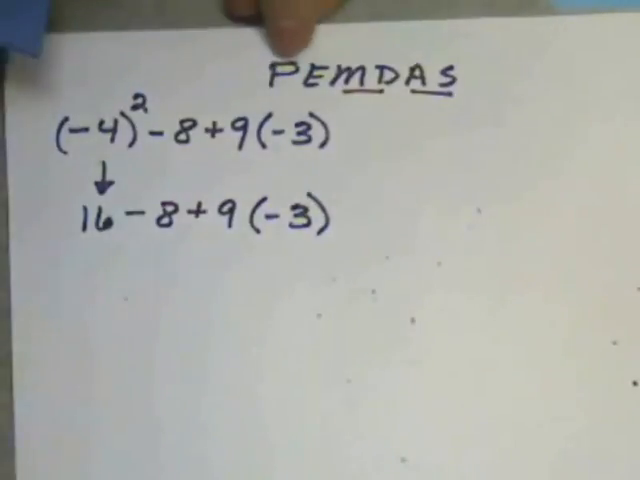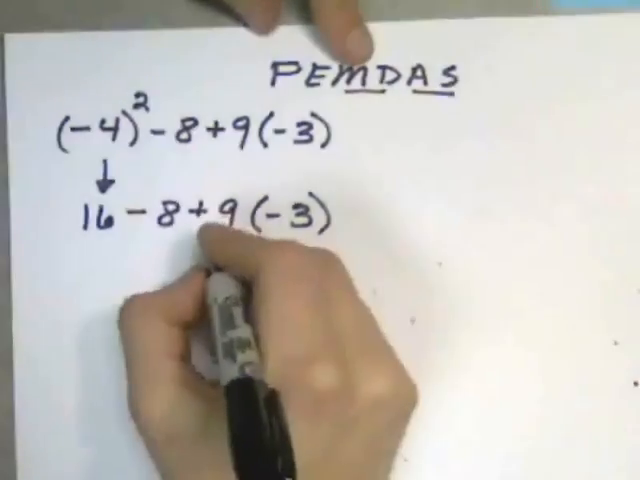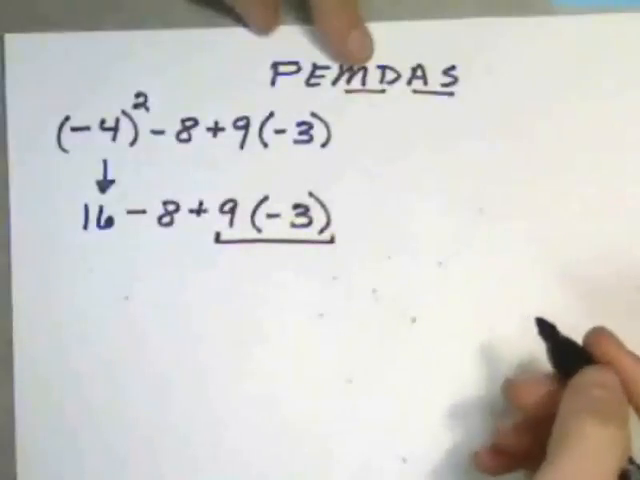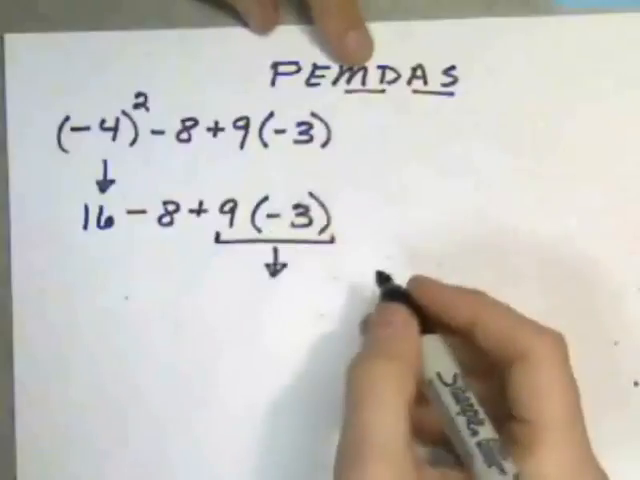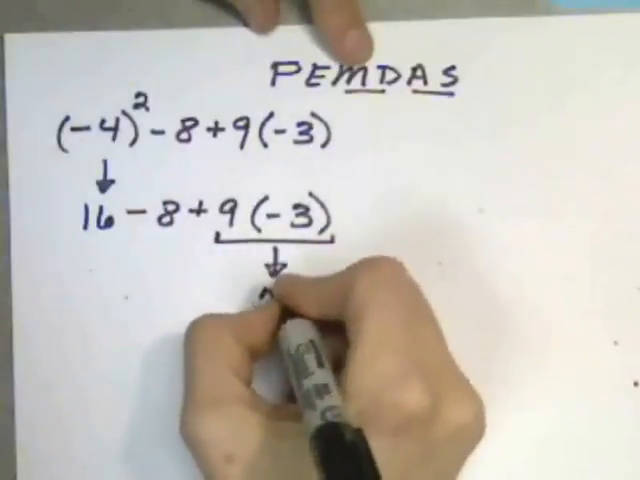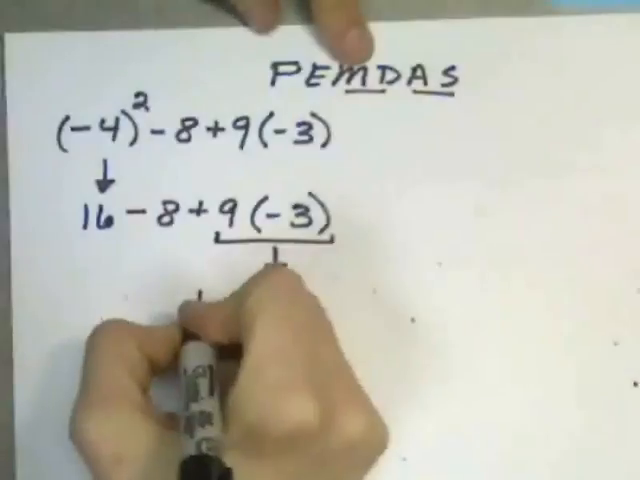Next we start again. Do I have any parentheses? No, still don't have parentheses. Any exponents? Nope. Multiply or divide? Sure, right there. 9 times negative 3. 9 times 3 is going to be 27. Opposite signs give me a negative. And I'll bring the rest down.